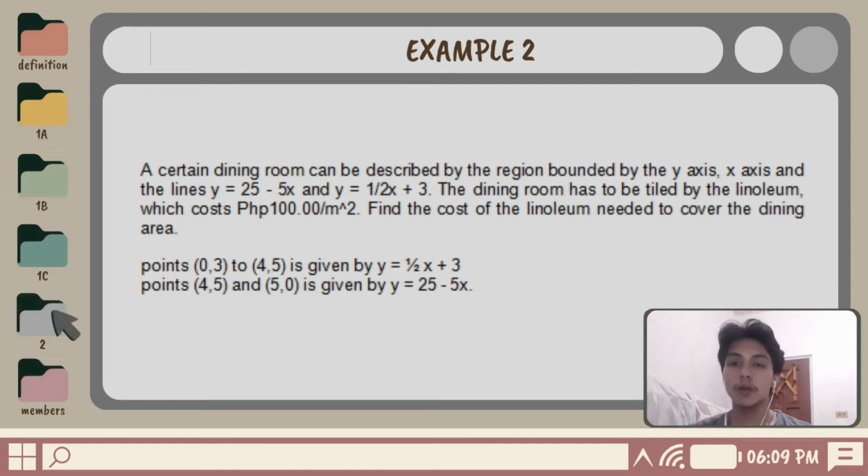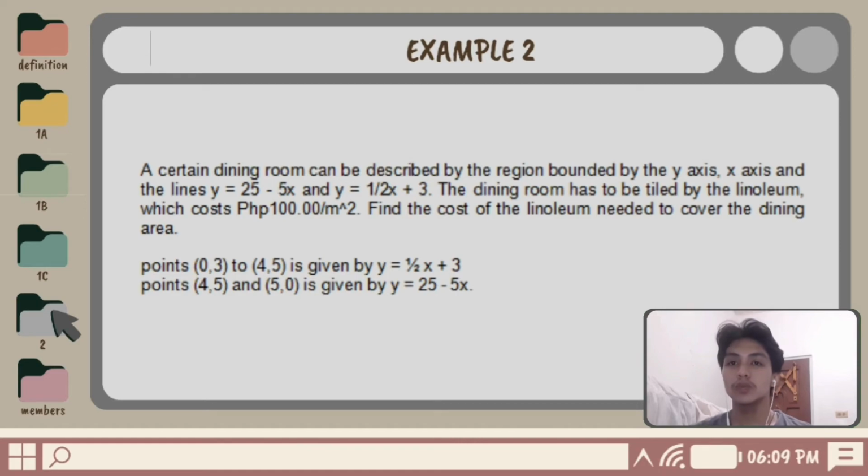For our real-life problems involving the applications of definite integral, here is an example. A certain dining room can be described by the region bounded by the y-axis, x-axis, and the lines y equals 25 minus 5x and y equals 1 over 2x plus 3. The dining room has to be tiled by the linoleum, which costs 100,000 pesos per meter squared. Find the cost of the linoleum needed to cover the dining room area.